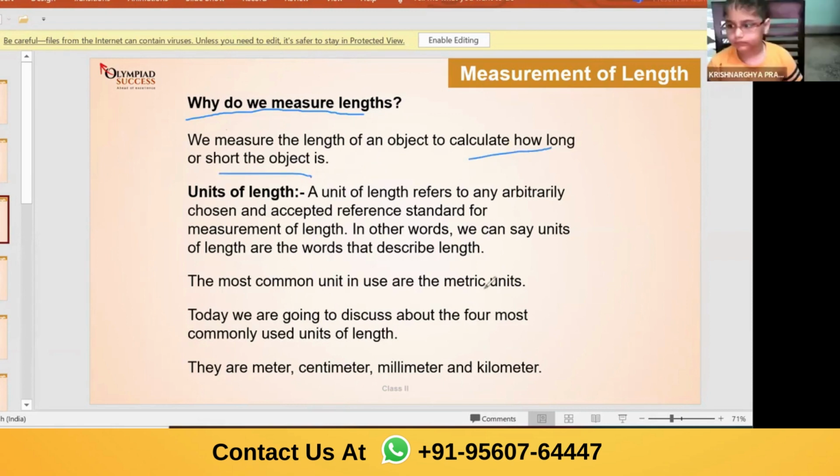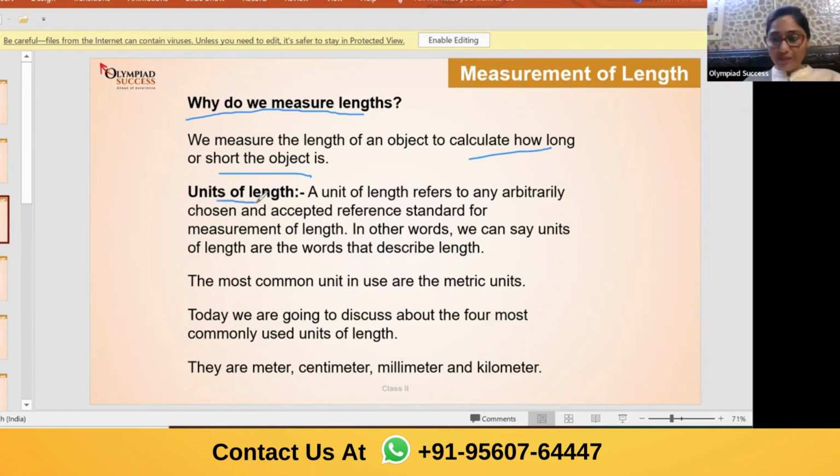See, so why do we measure length? To check whether it is long or short. For example, you measure your pencil. So someone has 13 centimeter, someone has 15 centimeter, someone has 6 centimeter. So by measuring, we get to know how long or short our thing is. Okay. Next, units of length. Ishanvi, read.